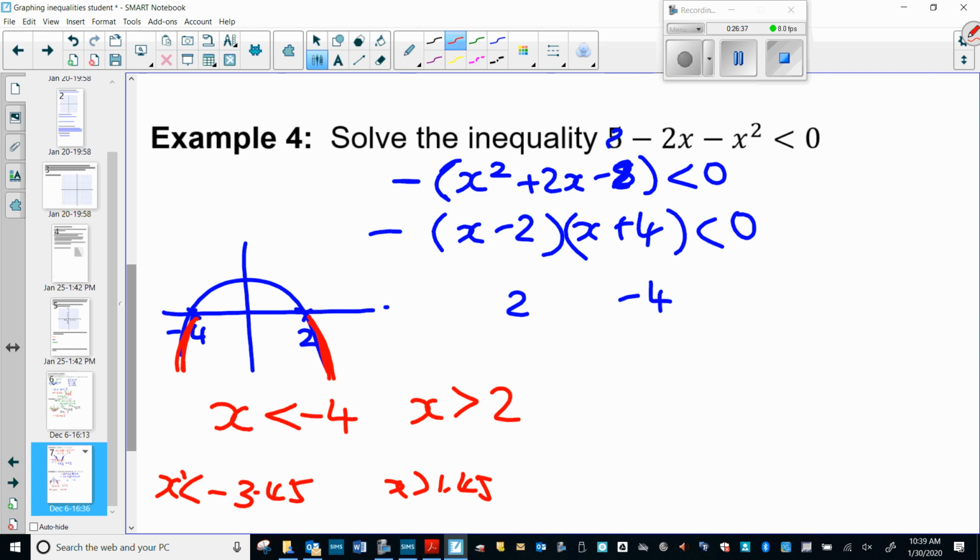Okay? Do we all understand the concept there of solving quadratic inequalities? Yes? Okay.